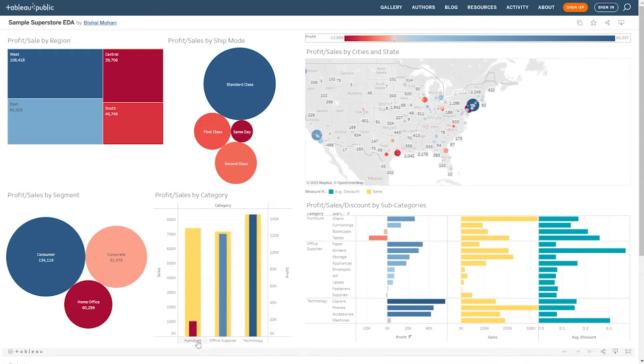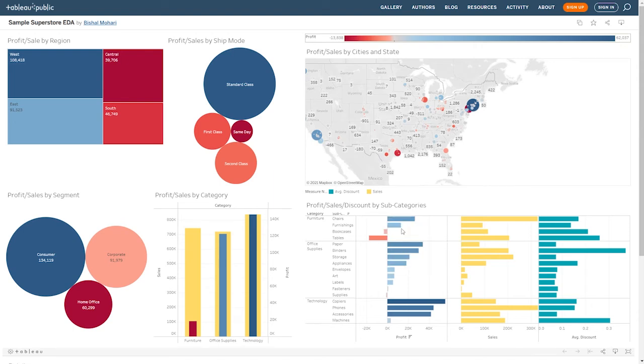In order to understand what is actually causing all these losses in our furniture segment, let us look into our subcategories for furniture. Here we can observe that tables and bookcases are having the most amount of losses, where tables is running at a loss of minus 17,000 and bookcases are running at a loss of minus 3,000.